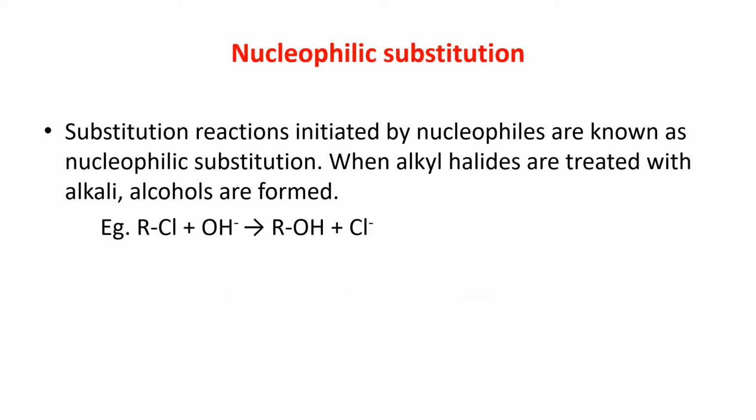In nucleophilic substitution, the substitution reactions are initiated by nucleophiles. For example, when alkyl halide is treated with alkali, alcohols are formed. As an example, if you consider CH3Cl, or in general CH3X, where X can be bromine, chlorine, or iodine, when this alkyl halide is treated with alkali, we get CH3OH plus X minus.